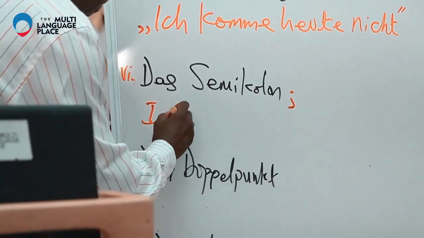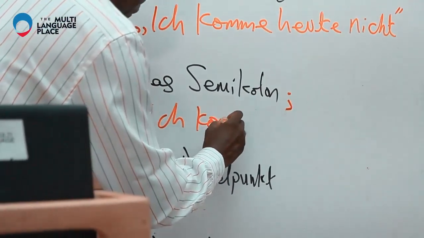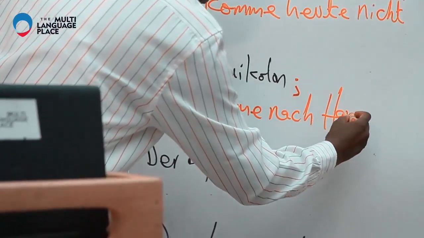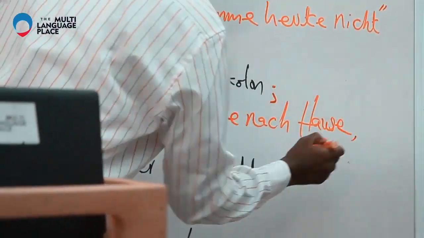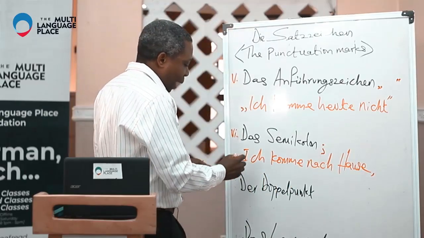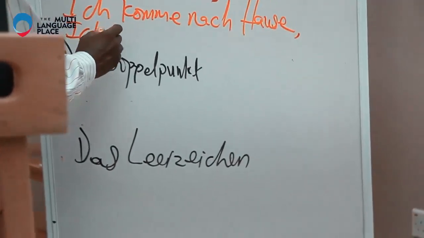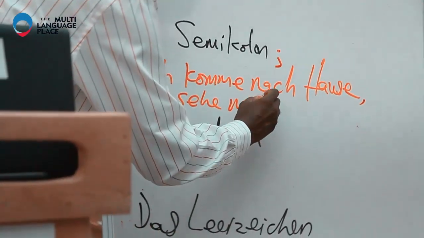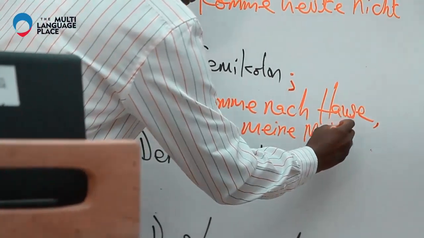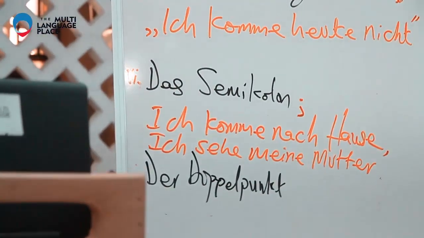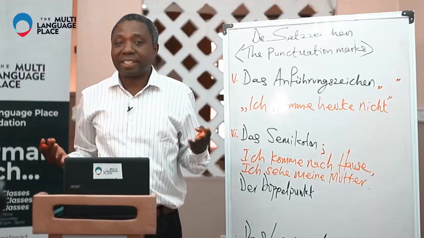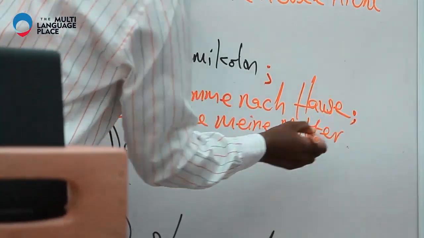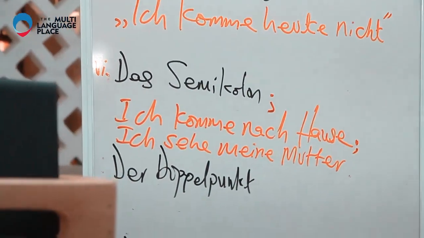Okay. Ich komme, for instance, nach Hause. Yeah? And then we have another one. Ich sehe meine Mutter. Yeah? Well, that's just a simple example that you have two phrases and you don't want to put a full stop. You can use this semicolon to have the kind of small stop.